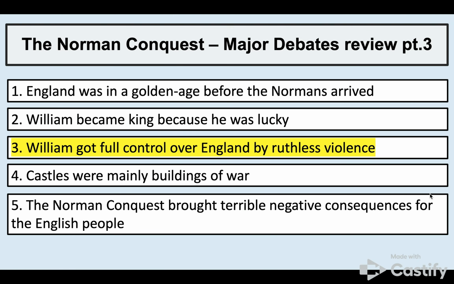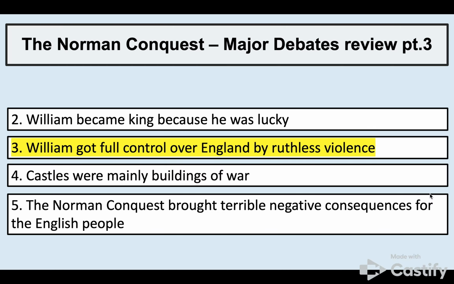You must have your own arguments and opinions prepared for each of these. And it's very likely that at least one of them will come up. It might be worded slightly differently, but these themes are so common in this paper. So first of all, you need to be able to talk about whether England was in a golden age or not. Was it a great place before the Normans?